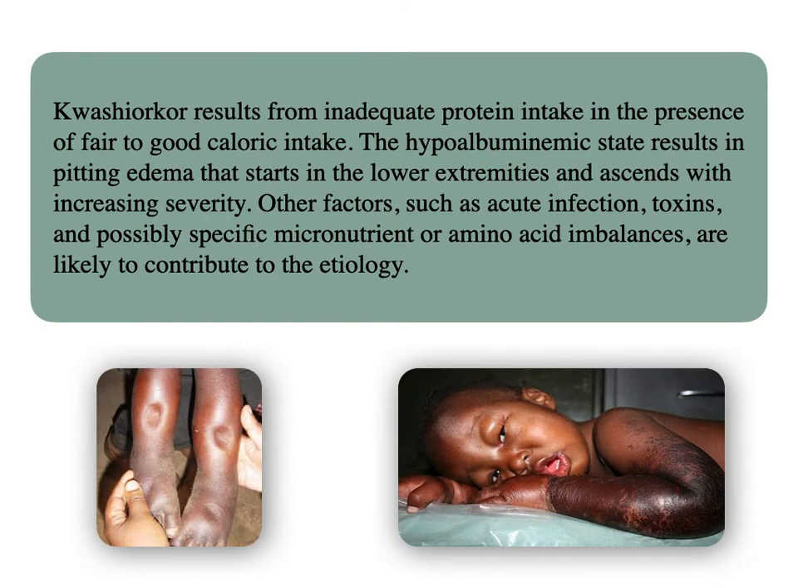In kwashiorkor, there is inadequate protein intake, while the total calorie intake ranges from fair to good. The patients will have a hypoalbuminemic state, which will result in a pitting edema that usually starts in the lower extremities and ascends upward with increasing severity. Other factors that contribute to the condition are acute infection, toxins, and specific micronutrient or amino acid imbalance. They are likely to contribute to the etiology of the condition.